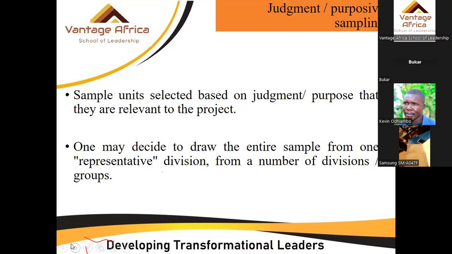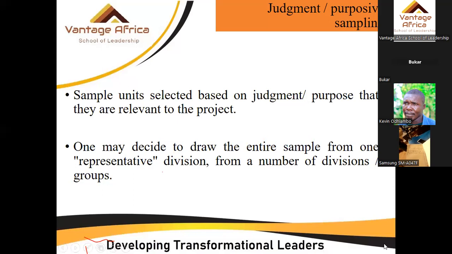Obviously, I could not ask a customer service assistant about the strategy of the organization. So I had to pick the right people. So I had to first of all pick the organizations at random. So once I have my organizations at random, within that organization, now I pick either the CEO or the head of strategy or whoever. Okay, so purposive, very, very important.